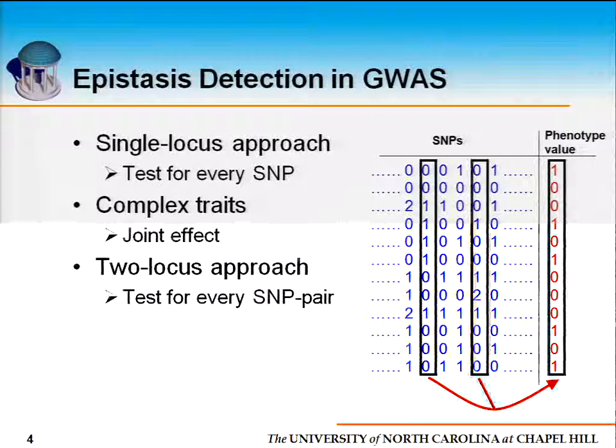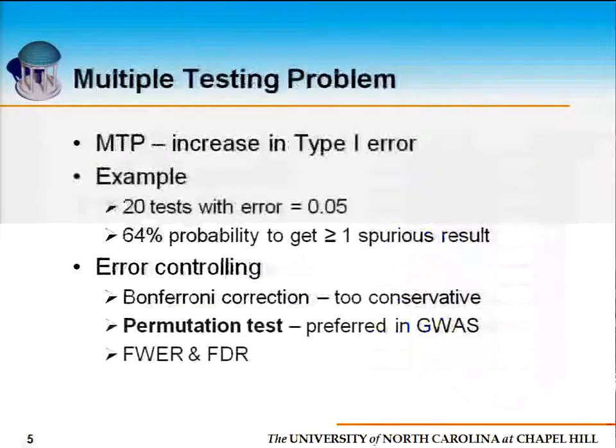The difference is that in epistasis detection, each time we test the association between the phenotype and SNP pairs, so we want to find which SNP pairs are highly associated with the phenotype. Because we have so many SNPs and so many tests need to be performed across the whole genome, we need to care about the multiple testing problem. Multiple tests increase the error. If we perform one test with a 5% error rate, then with 20 tests we have a 64% probability of getting at least one false positive result. To control the error rate in GWAS, some methods such as Bonferroni correction assume that the tests are independent, which is certainly not true in GWAS because many of the SNPs are highly correlated.